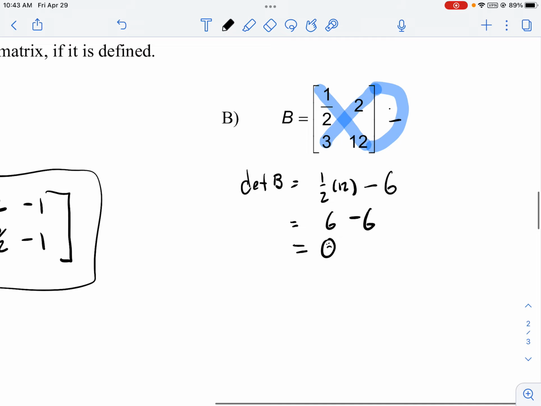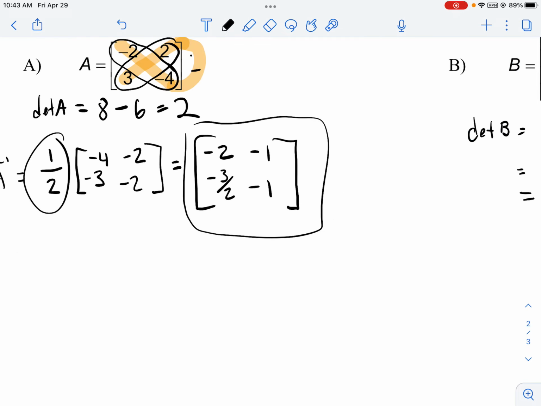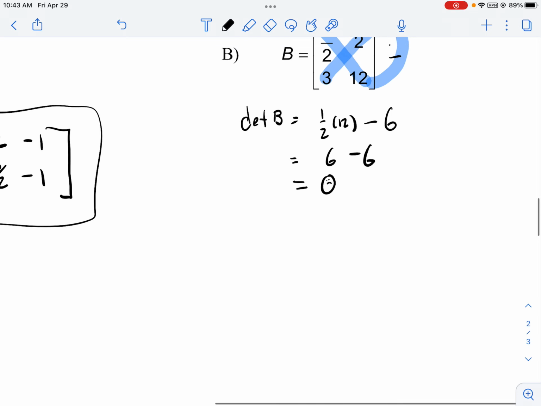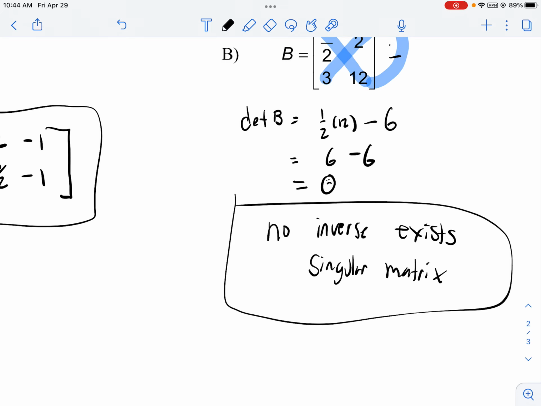Normally we're happy to get 0, but this is not a happy moment. Because once we get 0, that's essentially saying, hey, you're about to multiply by 1 over 0. That's an issue. No inverse exists. You have a singular matrix. If you can't find the inverse, because there is no inverse, you're done.